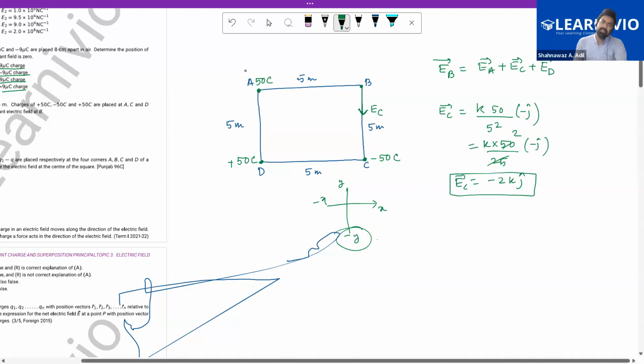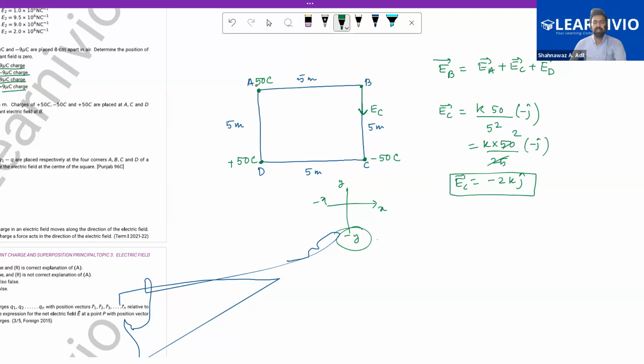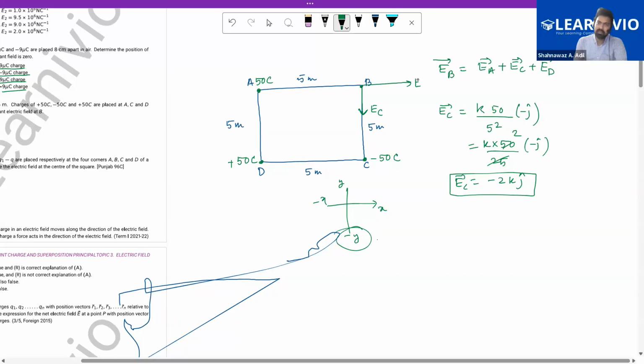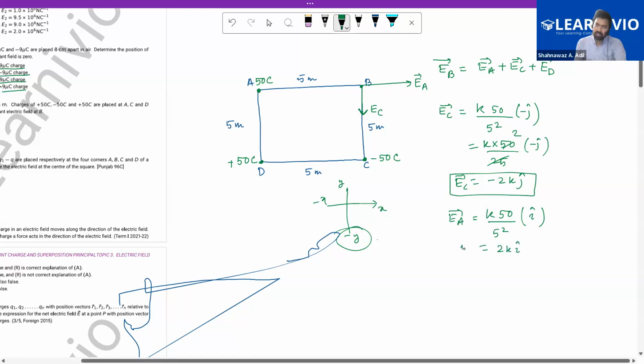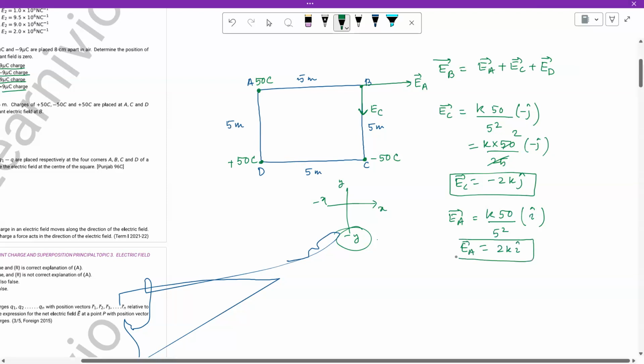Let us write A because this would be easy. Due to A, what would be the direction of the electric field at B? It'll be right side, absolutely correct. Let us write E, again the magnitude would be same, and the direction is i cap. So let's write it as 2k i.